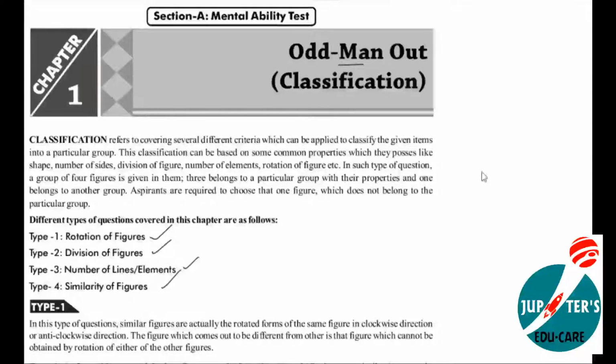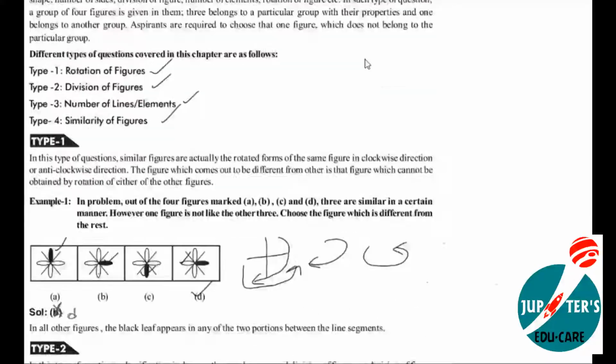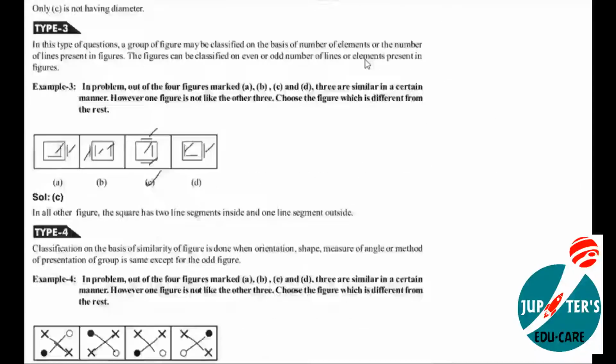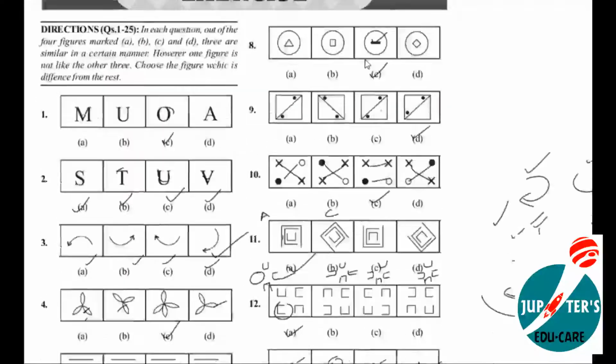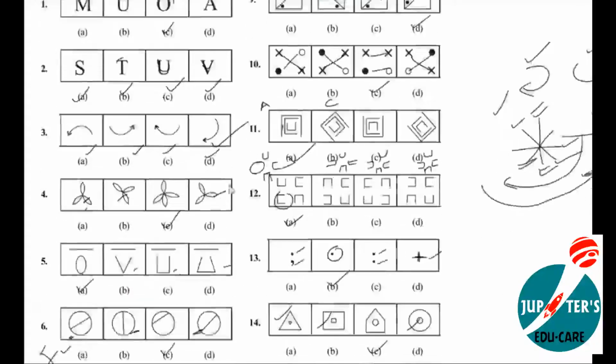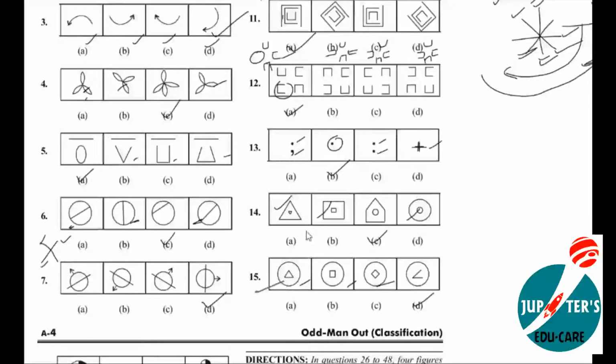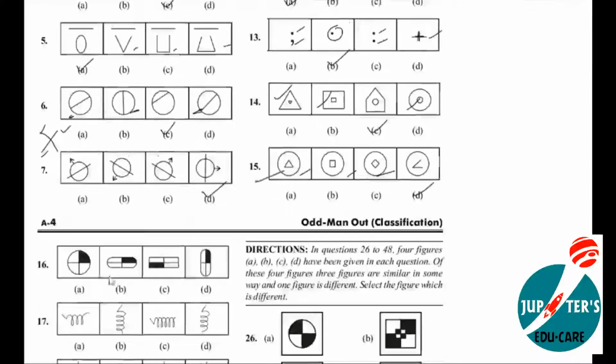We are discussing chapter 1, that is odd man out. In our last class we discussed up to the 15th question, that is 1 to 15, as I will show you here. Up to here we have completed. Now we will continue from 16.